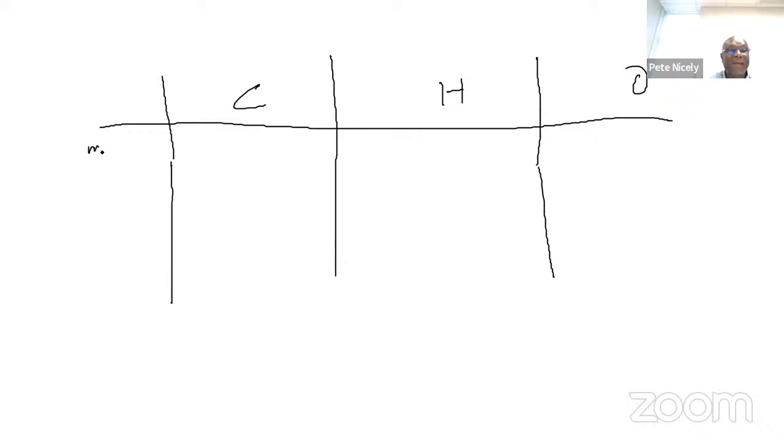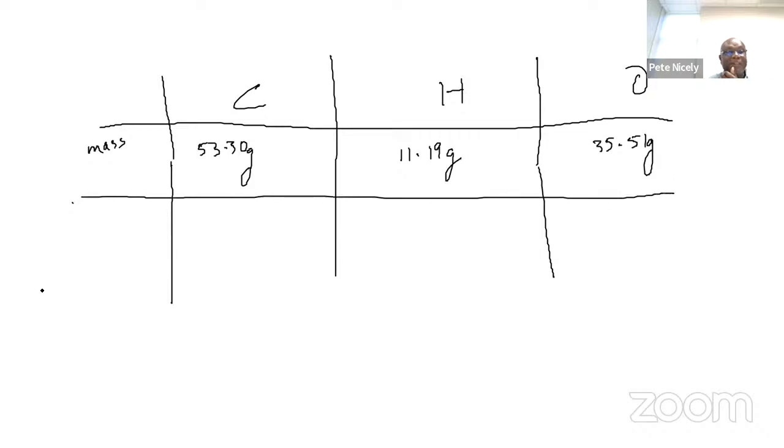Okay, so for the mass of carbon, that would be 53.30 grams. For hydrogen, that would be 11.19 grams. For oxygen, that would be 35.51 grams. And then we convert these to moles. So if you remember what we did the last time, to convert to moles, we divide each of them by their respective molar masses. 1 mole over 12.01 grams.